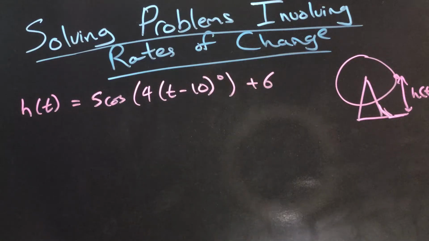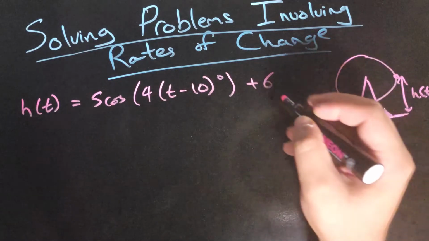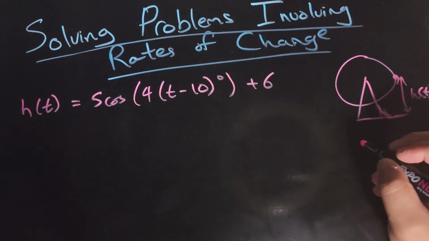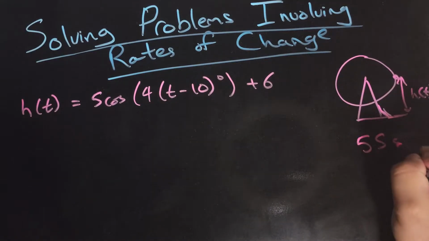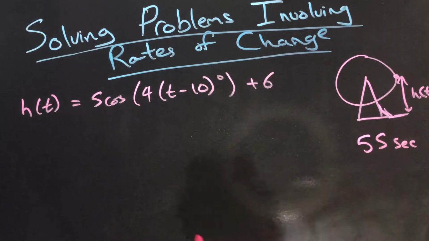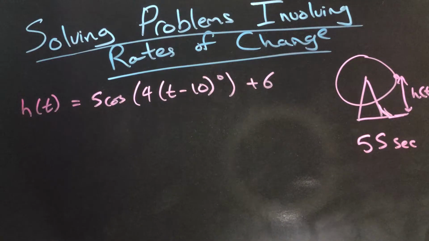So we want to see at what exact time. Say we're going to take an educated guess and say at 55 seconds I will be closest to the ground here, and we're going to try to prove that or check or see if that's true.